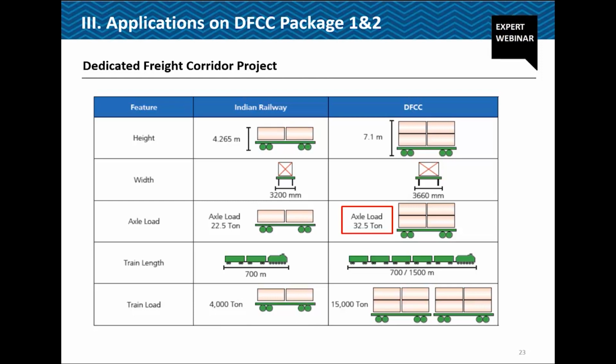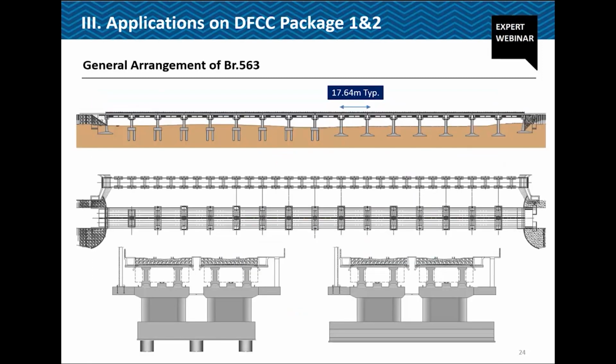What is the difference? As you can see, the DFCC freight corridor loading itself is quite different compared with the Indian Railways standard loading. The axle loading is 32.5 ton, and the length of this train is quite long compared to Indian Railways. And this is just one of the examples where we are currently checking the rail stress and deformation. It is just a short span, less than 80 meters, a precast beam and slab.